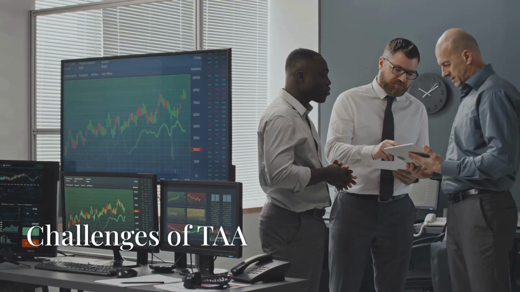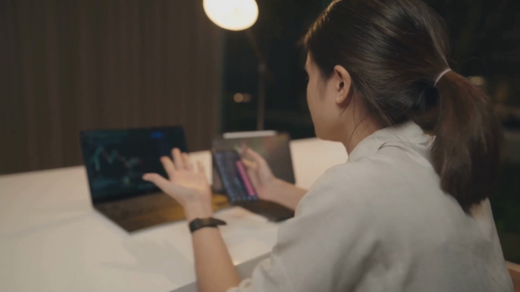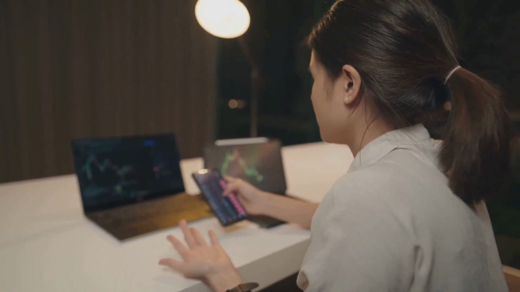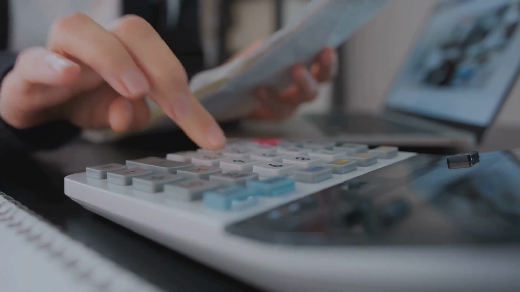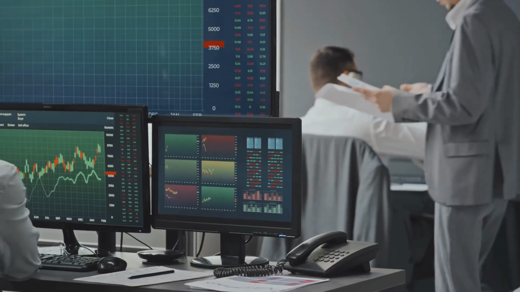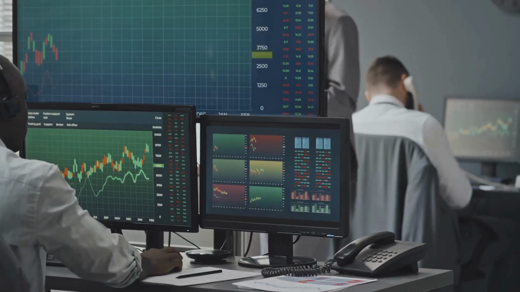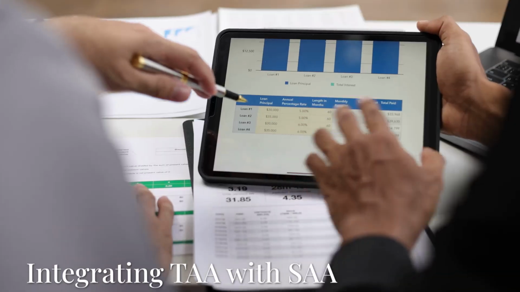Now, there are definitely some challenges to keep in mind. First, there's market timing risk. Misjudging market movements can actually lead to underperformance. Then, higher costs come into play, because frequent transactions increase both trading costs and tax liabilities. And not to forget the complexity, this approach really requires advanced market analysis and constant monitoring.